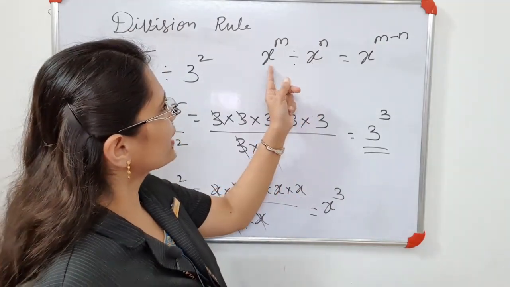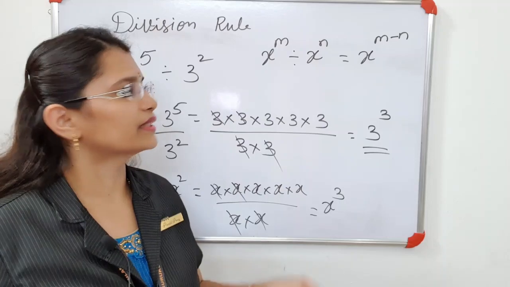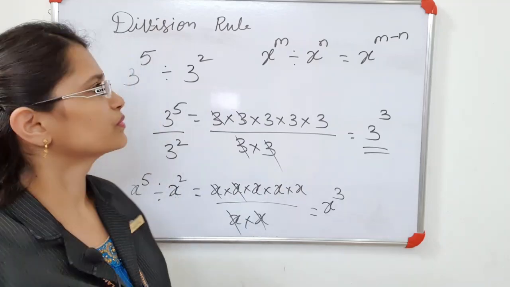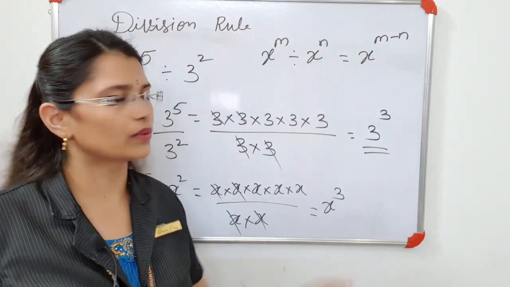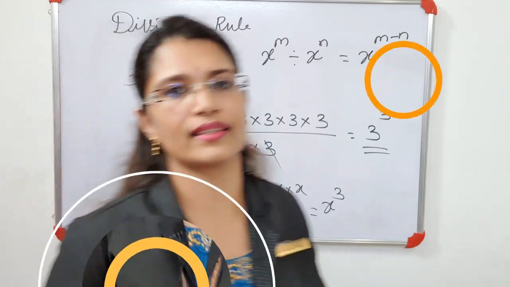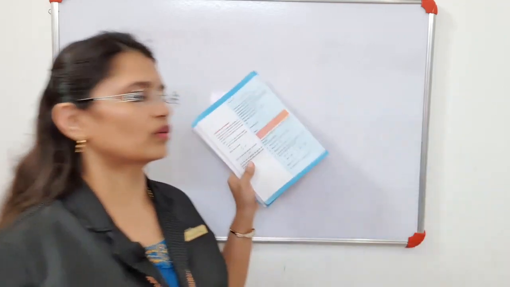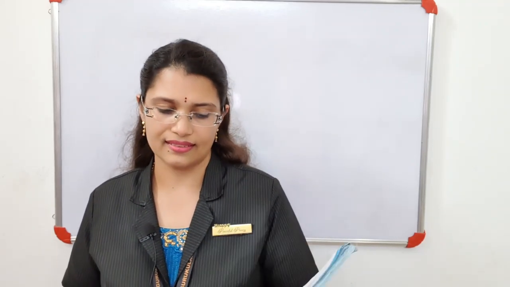So here x should be a non-zero number, okay, and then m and n are natural numbers, and m should be greater than n. Then only this rule will be applicable. Okay, is it clear, children? In page number 60, one yellow box is there. x raised to m divided by x raised to n is equal to x raised to m minus n for any non-zero x and any natural numbers m, n with m greater than n, that we have already discussed here, that you must write in your notebook. And then we'll start the exercise.